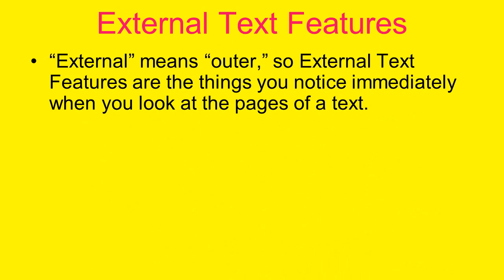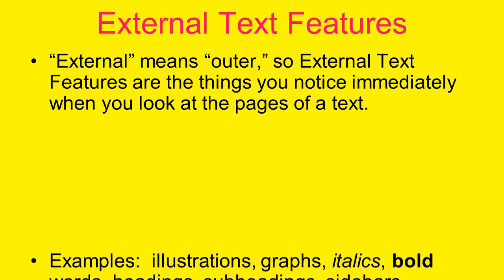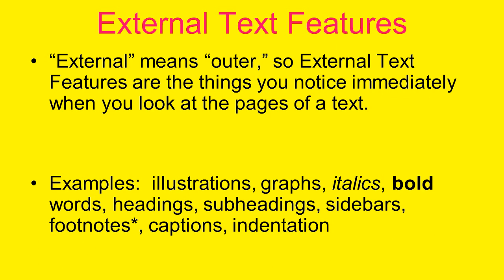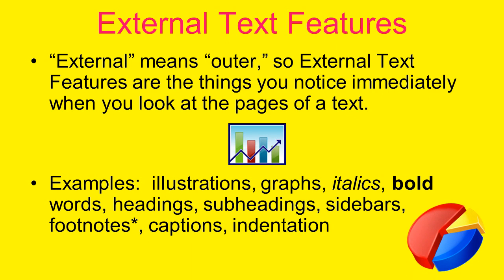Let's quickly review external text features. We said external means outer, so external text features are things that you notice immediately when you look at the pages of a text. This could be things like illustrations, graphs, italics, bold words, headings, subheadings, sidebars, and we can go on and on. They're the things that jump out at you, and you don't have to necessarily read a text in order to find them.